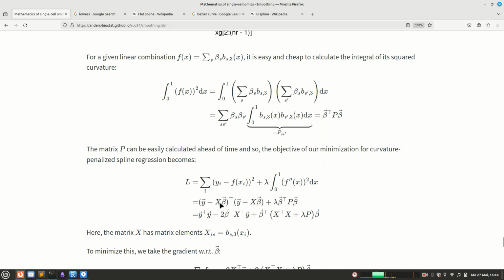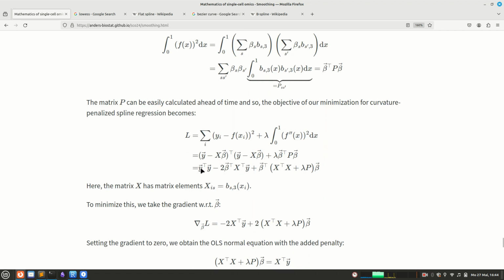So y minus x beta, this is just this thing here. And of course, I square it, and I write my square by saying this is a scalar product of this vector with itself. And as I usually like to do it, I write my scalar product with a row vector times the same vector as a column vector. And on the right-hand side, I have the same with this lambda and then the beta t beta.